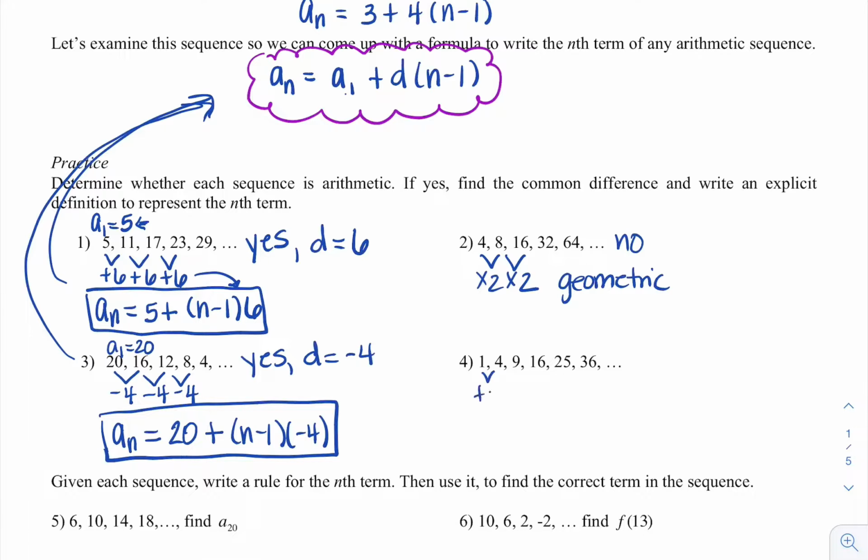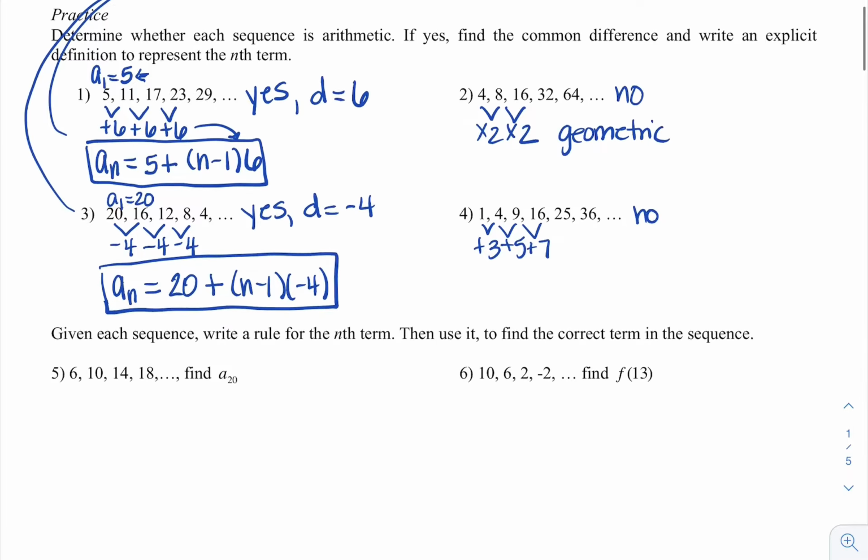When you look at the last example, you're adding by 3, and then you're adding by 5, and then you're adding by 7. Clearly not a common difference. This one does not come out to be arithmetic or geometric. You don't have to worry about exactly what it is. Right now, we're just trying to get to arithmetic sequences.